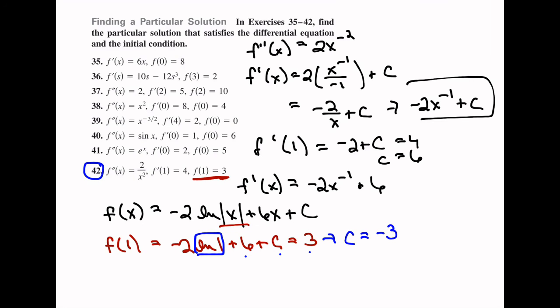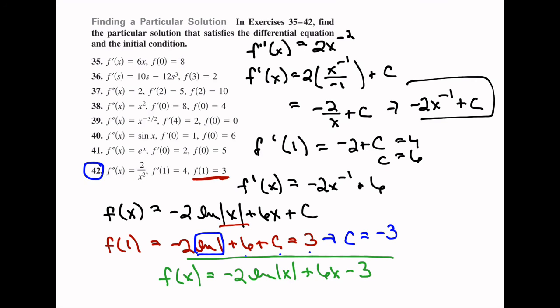So your final answer is f of x equals negative 2 times the natural log of the absolute value of x plus 6x minus 3, which you can take the derivative of twice and check to make sure you get that answer.